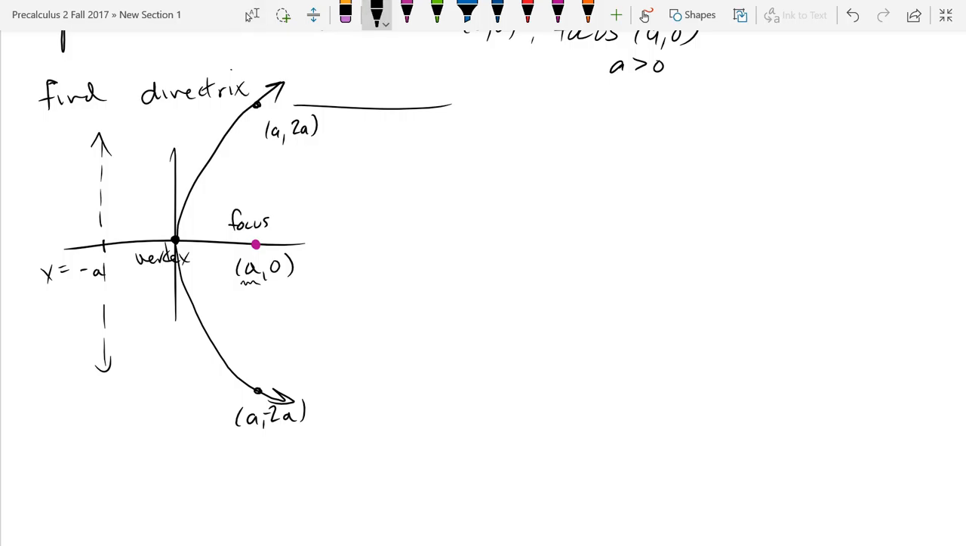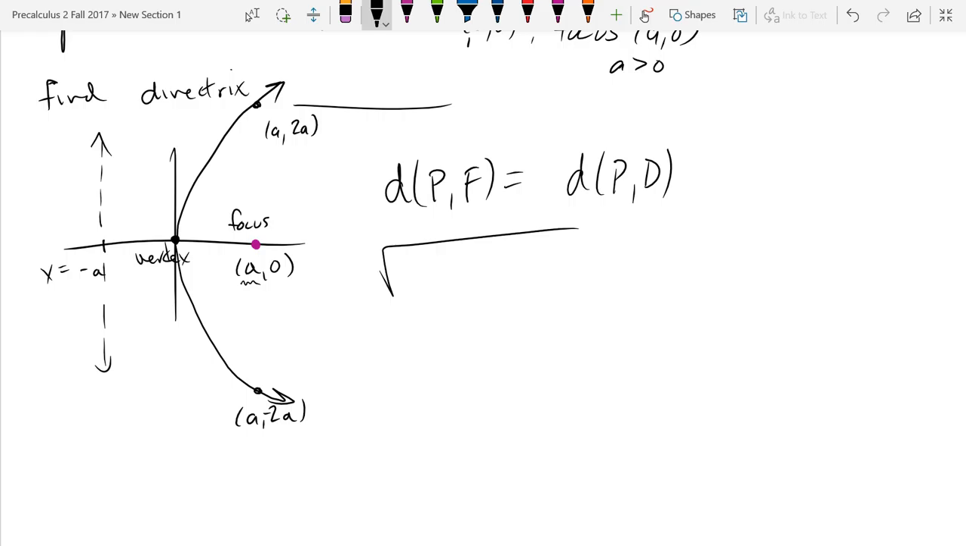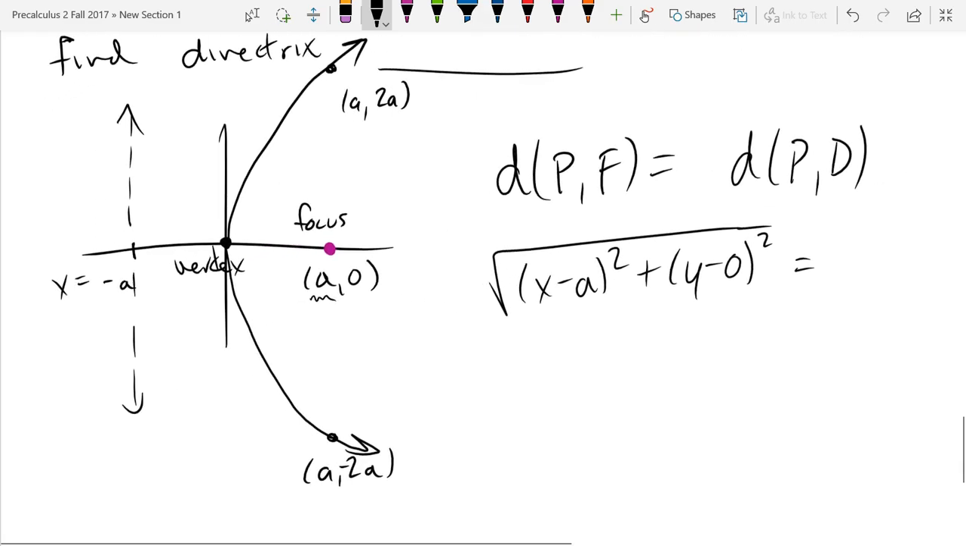And ready to write out the equation now. So distance from your point to the focus equals distance from the point to the directrix. And our point is always going to be x, y. So we have the square root of x minus a squared plus y minus the y coordinate of the focus, which is 0, so that's y minus 0 squared, equals. Any point on this parabola will be x, y. How do I figure out the distance from the point x, y to the directrix? How do I get that distance right there?